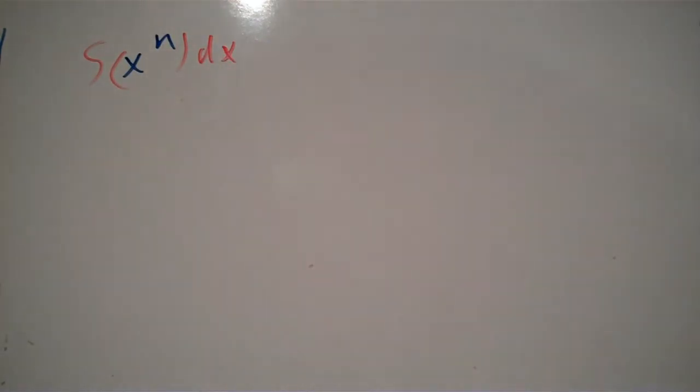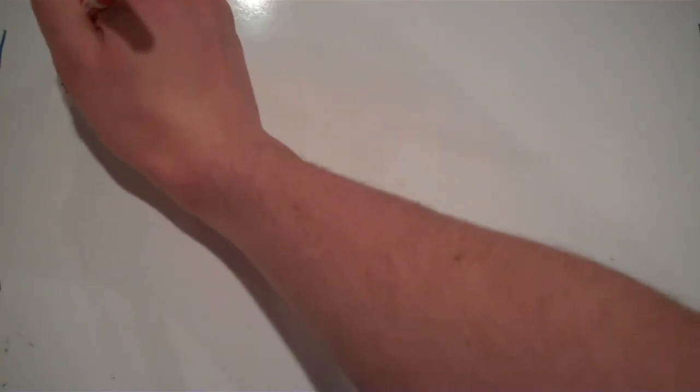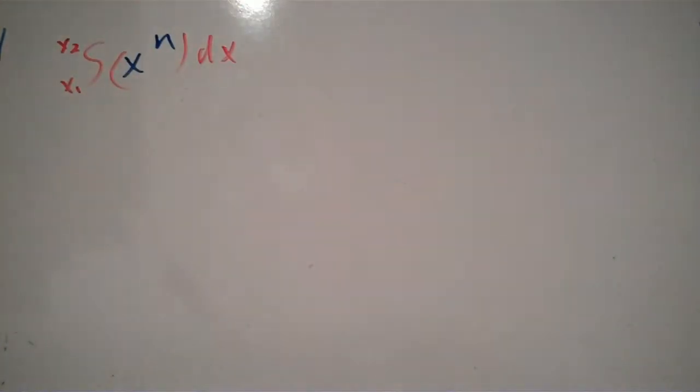However, there is something we need to add to this. Because this is a definite integral, we need to add limits. So I'm going to put x1 here at the bottom, and x2 there at the top. So this means we are finding the integral of x to the nth from x1 to x2.